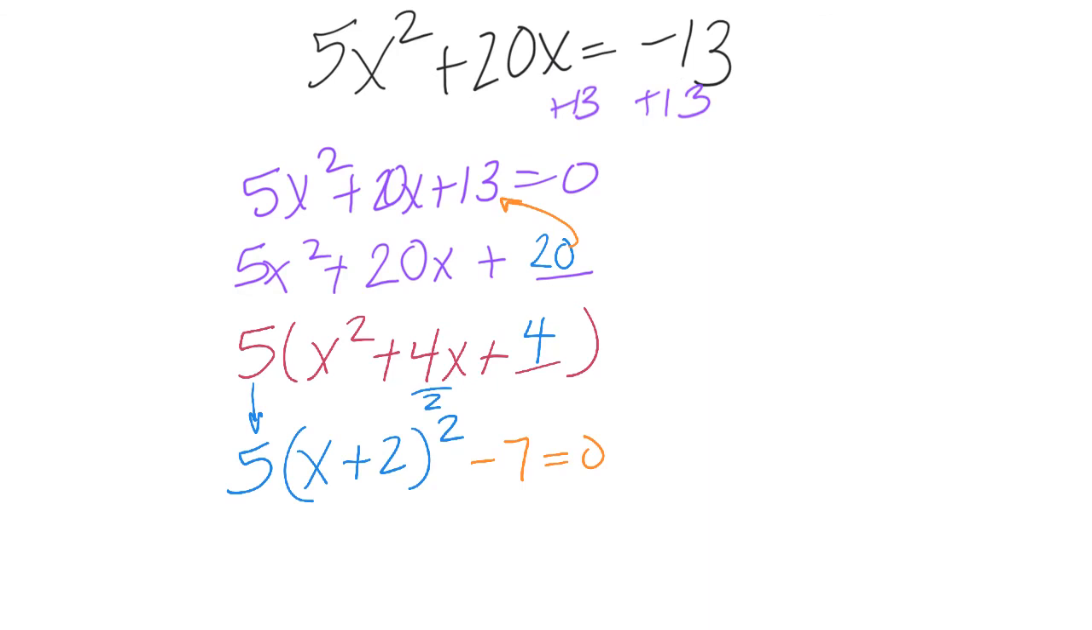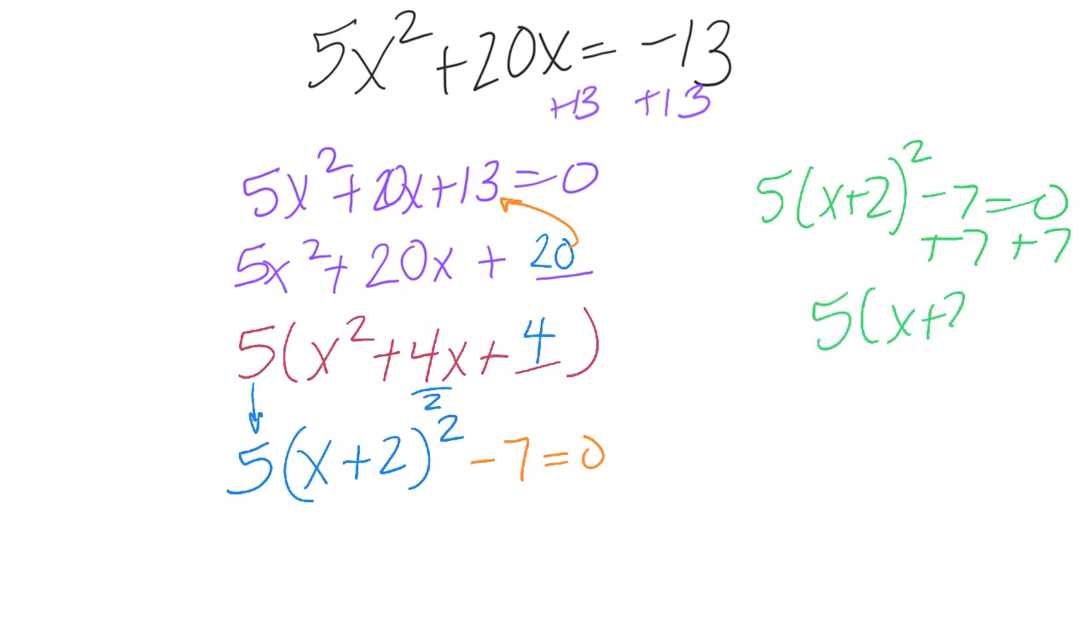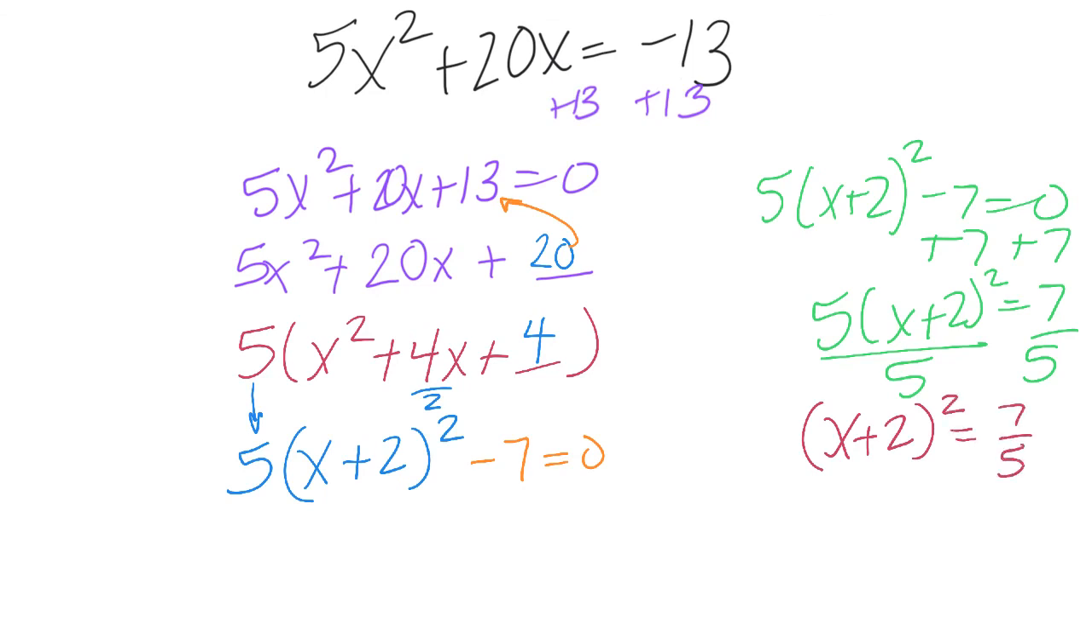Okay, so let's look at what we have. We have 5 times x plus 2 squared minus 7 equals 0. So I need to add 7. So 5 times x plus 2 squared equals 7. Divide by 5 on both sides. I'm then left with x plus 2 squared equals 7 over 5. On both sides, I then need to take the square root, but I can't really take the square root of 7 over 5, and I can't even simplify it. It's kind of crazy, but that's okay. I'm left with x plus 2 equals plus or minus the square root of 7 over 5.